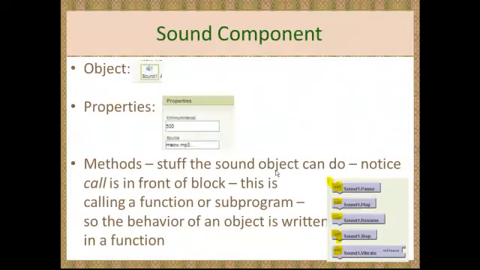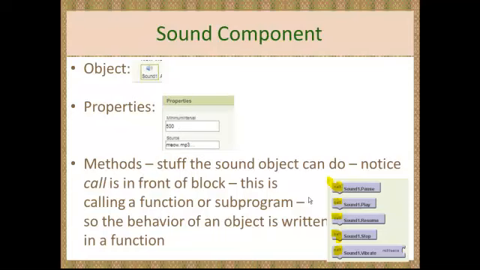Okay, now let's look at the sound component you added. So the object ended up being called Sound1, and you set the data for it. And so when you set the data for it over in the properties, that's a part of the object. That data is a part of the Sound1 object. And so you set the minimum interval and the source. And some of the methods, what are some of the tasks it could do?